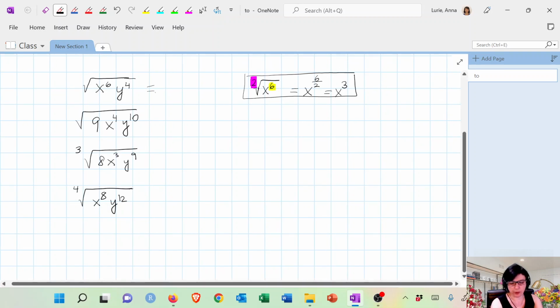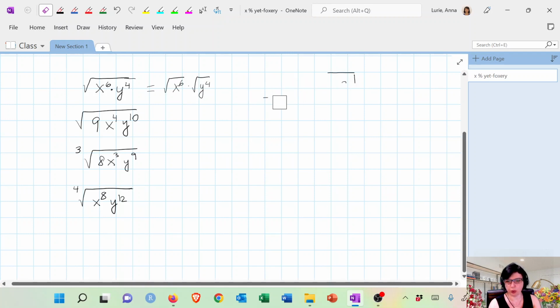First of all, we can always separate the root at a multiplication sign. If this is a times, it is the same thing as taking the square root of x to the 6 and multiplying that by the square root of y to the 4th. So you can split the root all the time. You can always split it at a product. If it's multiplication, just split it up. And then you do the exact same thing.